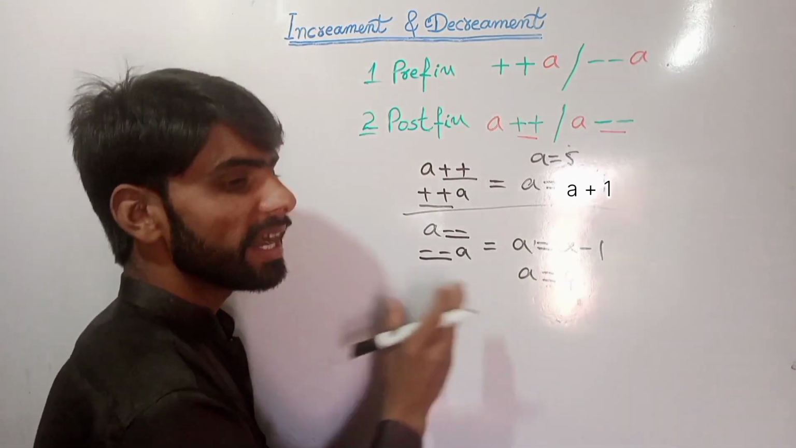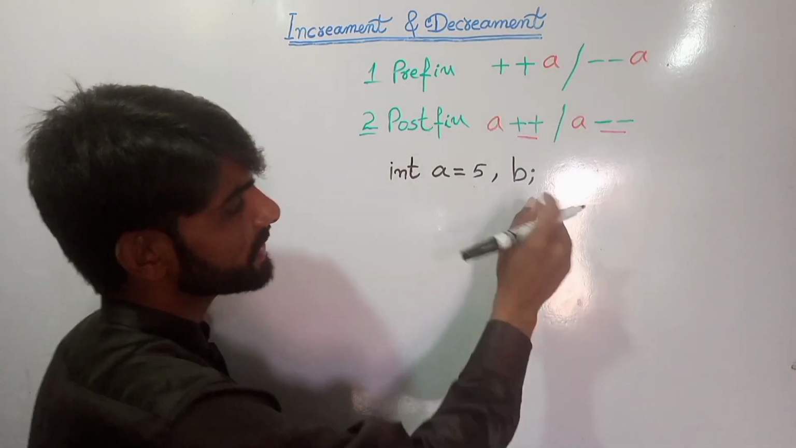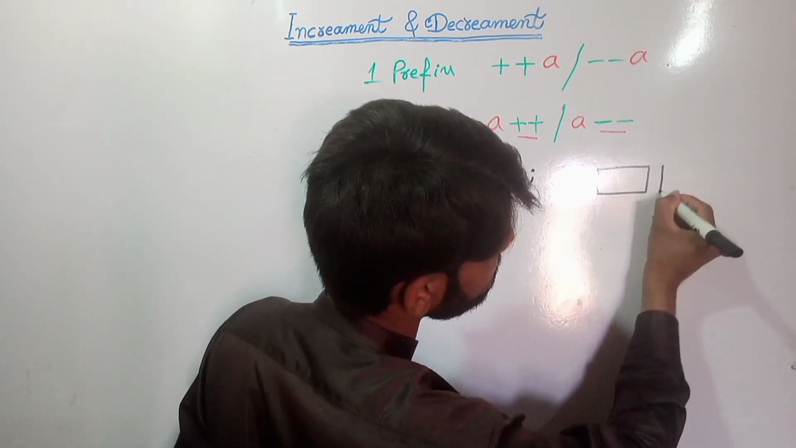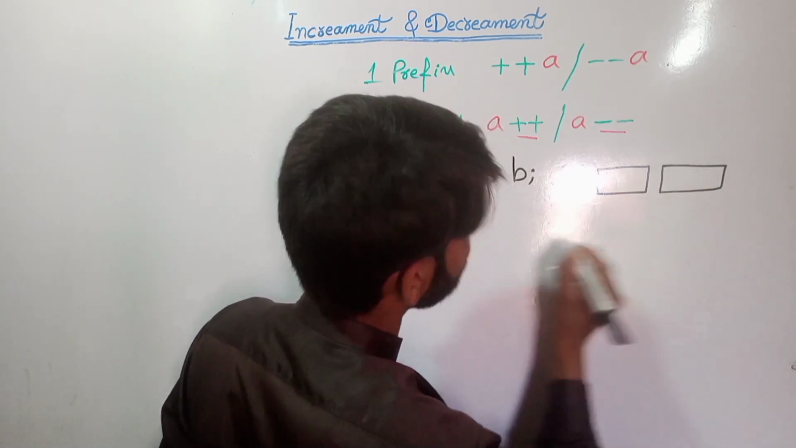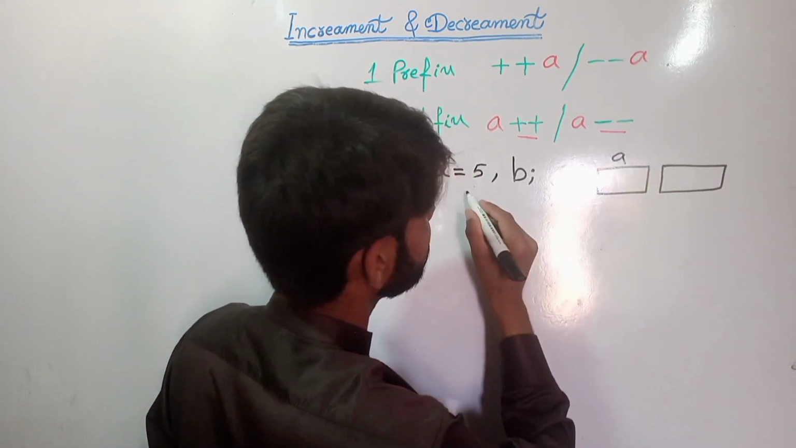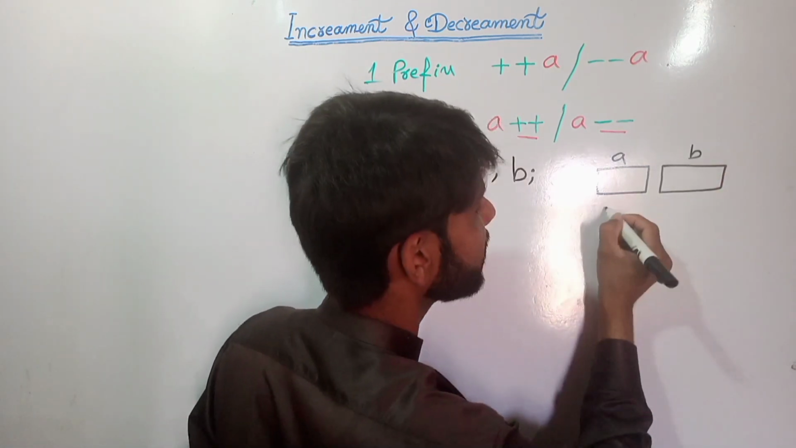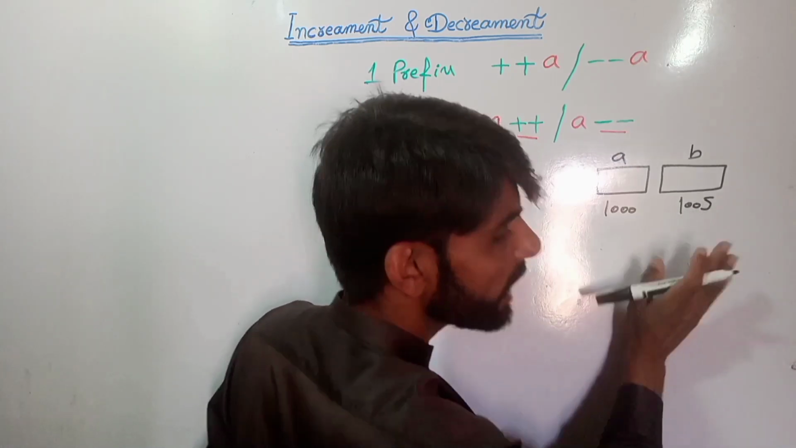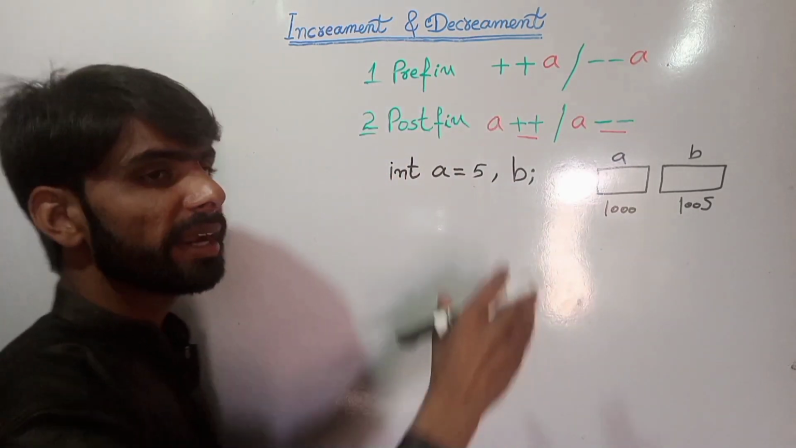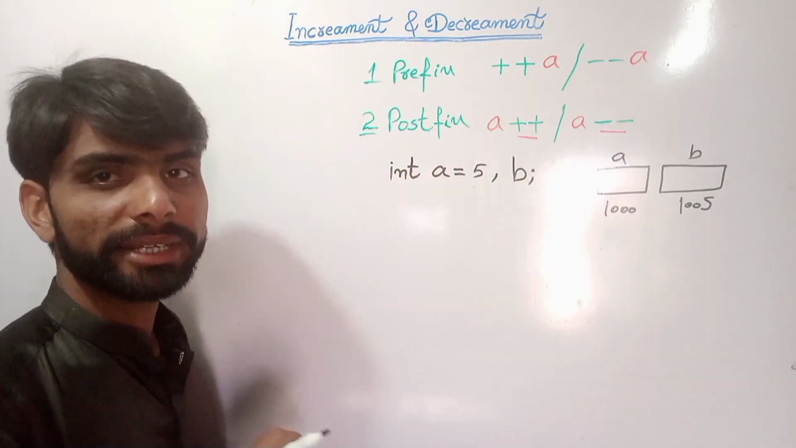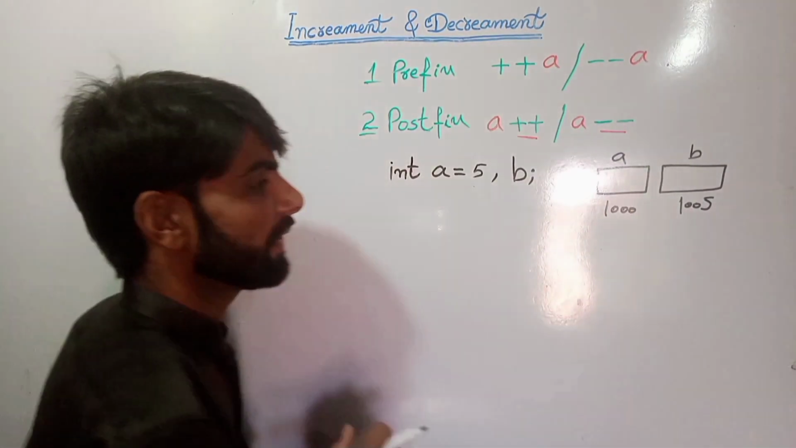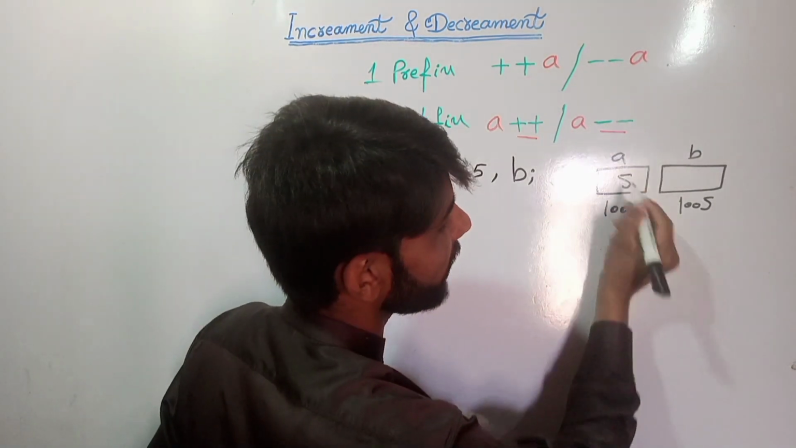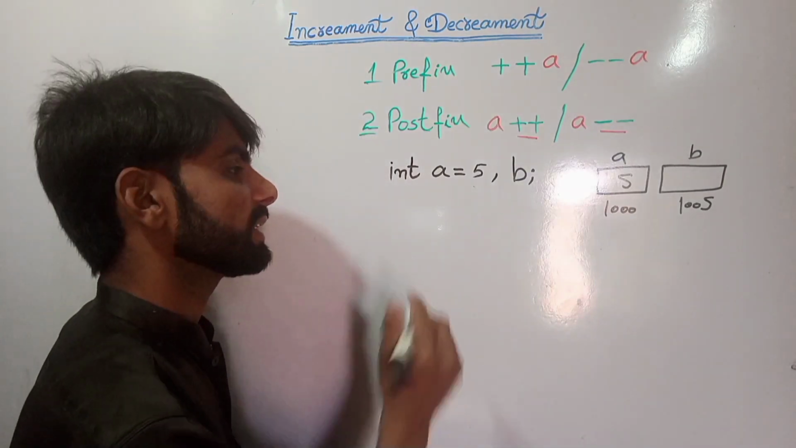So let's understand with an example, right? That line means that in memory, two spaces are allocated, named first variable A and second variable B, and its address is 1000 and its address is 1005. The addresses may be different because data is stored in random locations in memory, right? So now variable A is assigned the value 5, and B has no value yet, right?